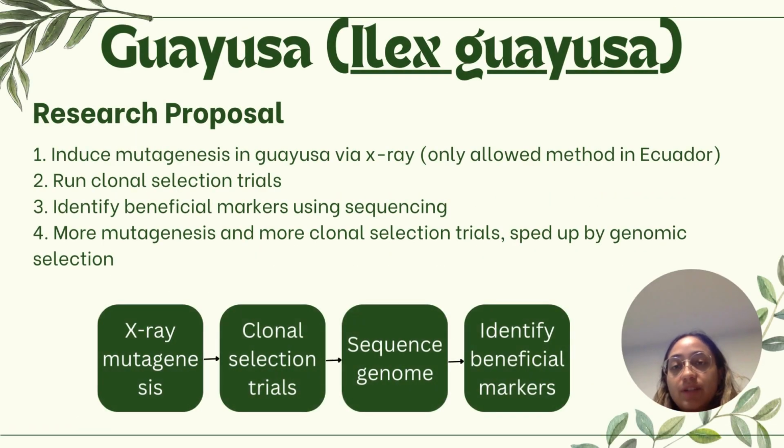Here is our research proposal, but we have some limitations due to the regulations here in Ecuador. We attempt to perform mutagenesis using X-rays, then conduct trials to identify mutant plants capable of surviving, then sequence the genotypes of all the plants, and then compare tribe mutants, non-tribe mutants, and the original genome to identify beneficial losses. Then conduct additional rounds of mutagenesis and use genotyping to target beneficial mutants.